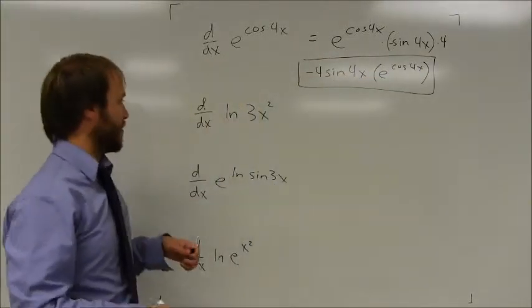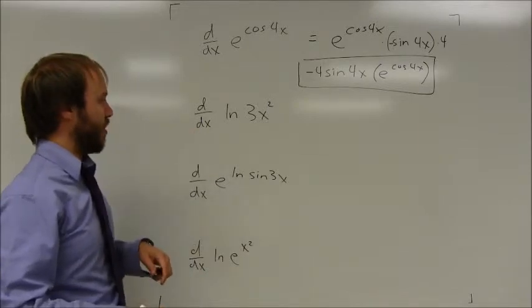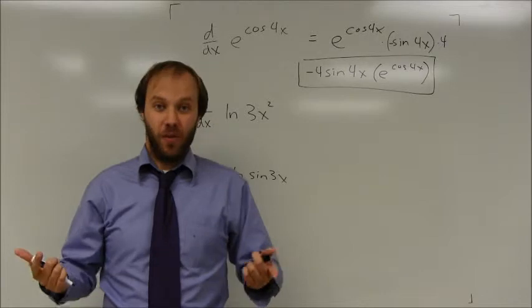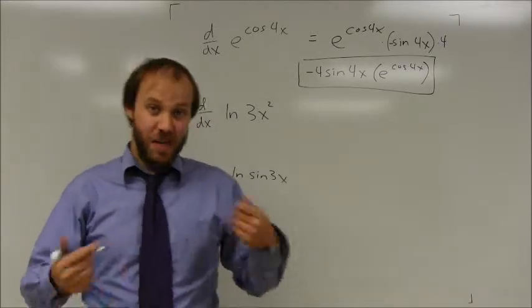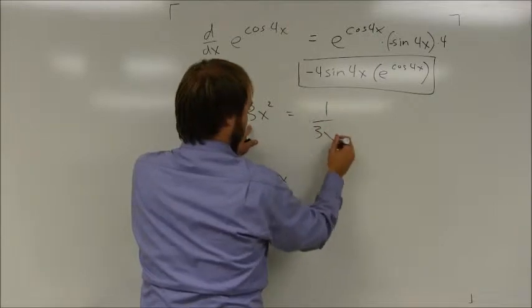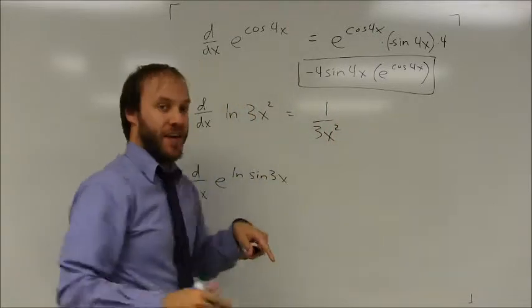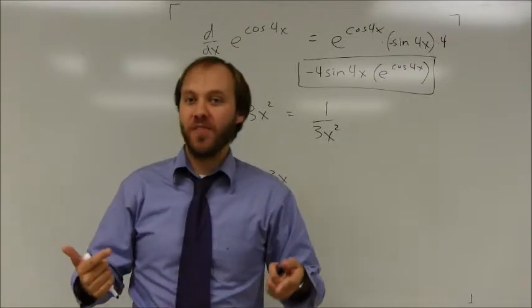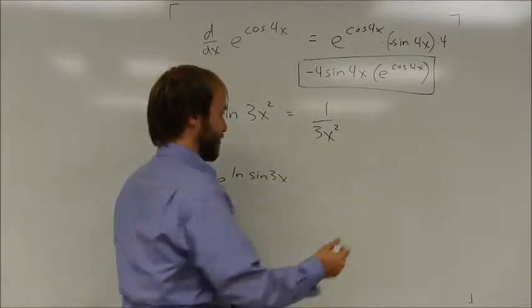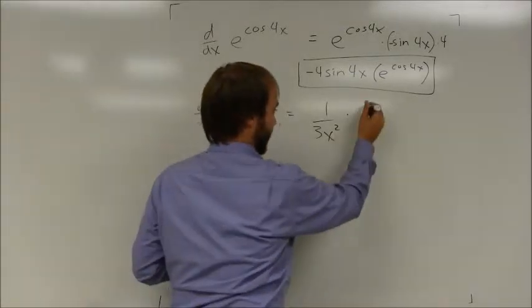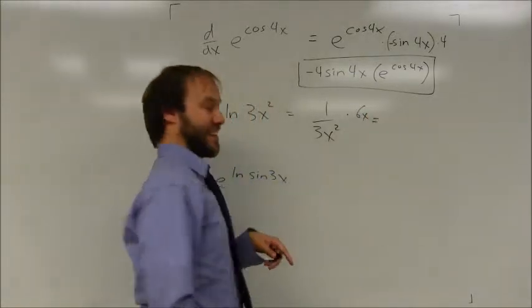But that's your derivative. All right, example number 2, I have the derivative of the natural log of 3x squared. The derivative of natural log of x is just the reciprocal. It's 1 over x. Same kind of thing here. It's going to be the reciprocal, 1 over 3x squared, but that pesky chain rule comes back into play. And so I do have to make sure I take the derivative of the inside function and multiply by that value. In this case, that's 6x.